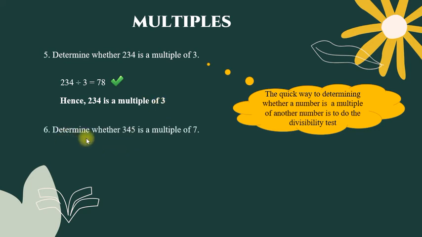Another example, determine whether 345 is a multiple of 7. So how do we divide? 345, we divide by 7. When you divide by 7, you get 49, remainder 2. So when you have a remainder, it means that 345 is not a multiple of 7.